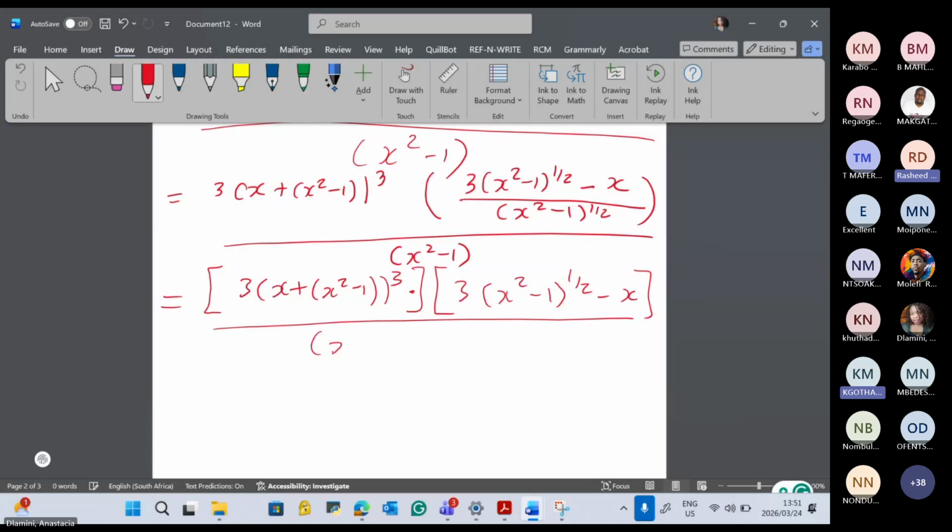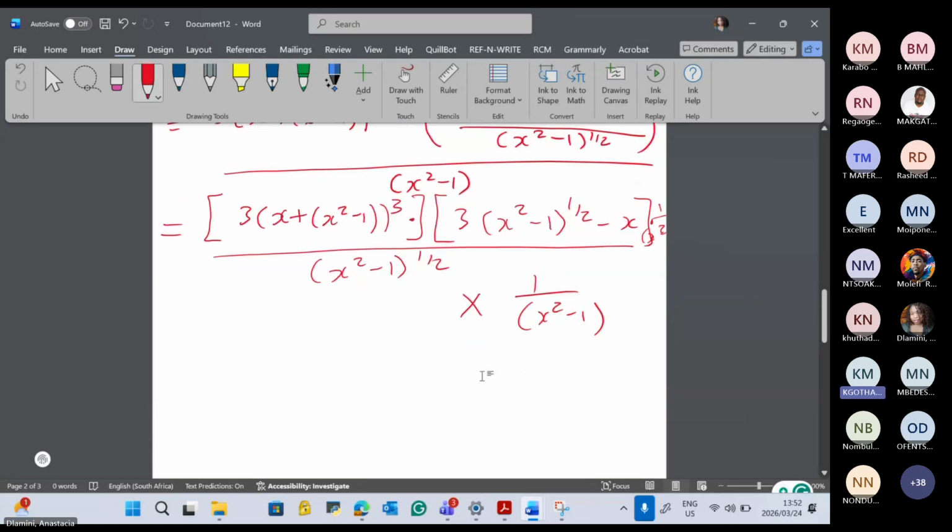Everything that has to do with proving is troublesome. It is, because one mistake and then you're in trouble. 10 marks gone, one mistake. But we are still cooking. We have to. So this is times 1 over x squared minus 1. Are we in trouble here? Yeah, we're cooking it. At this point, ma'am, I'm just following through. Let's keep going.